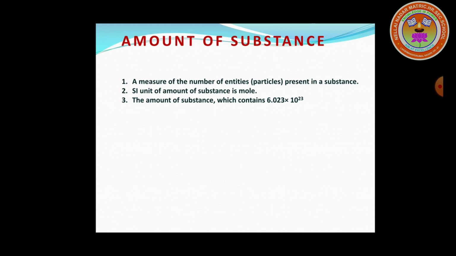So based on the atoms only we are able to measure. The amount of the substance which contains 6.023 into 10 power 23 entities or particles. So we discussed the electric current and also the amount of the substance. Next we move on to the last fundamental quantity, luminous intensity. What is luminous intensity?